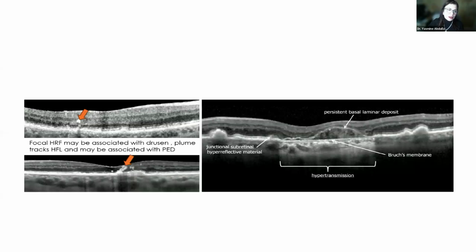Again, these are little OCT phenotypes that could predict progression. So this is a focal hyperreflective material that can be associated with drusen. These are plume tracks in the Henle fiber layer that can be associated with PED. And this is a hypertransmission defect. This is our Bruch's membrane with no RPE, but then there are some basal laminar deposits that are still there. And this is some hyperreflective material here as well.